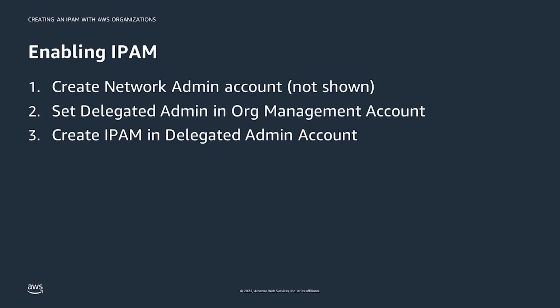We're now going to go through the steps of enabling IPAM. Step 1 will be to create a network admin account. I don't show this, but simply go create another AWS account, add it to your org. Step 2, we're going to go into the org management account and set the IPAM delegated admin to that new network admin account. And then step 3 is to create the IPAM in that new delegated admin network management account.